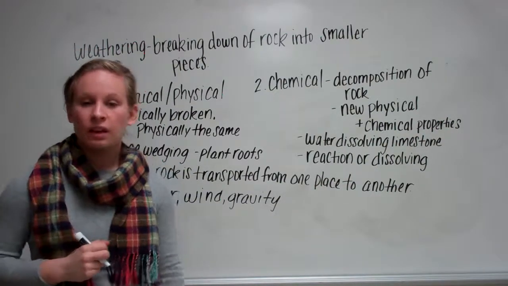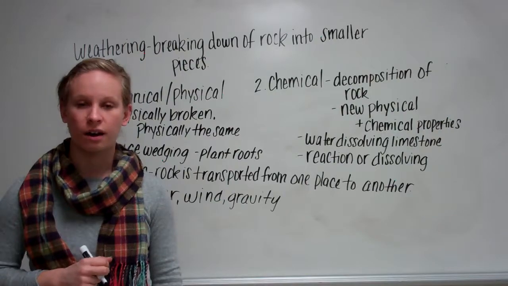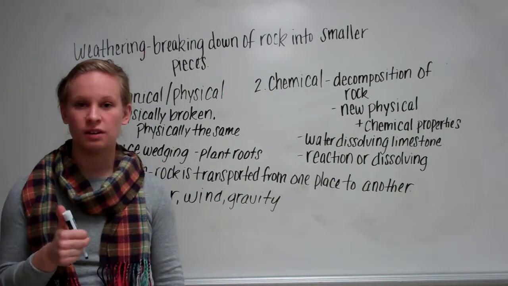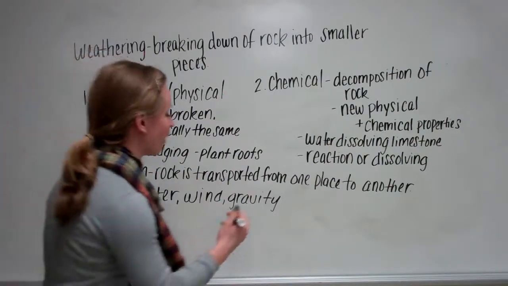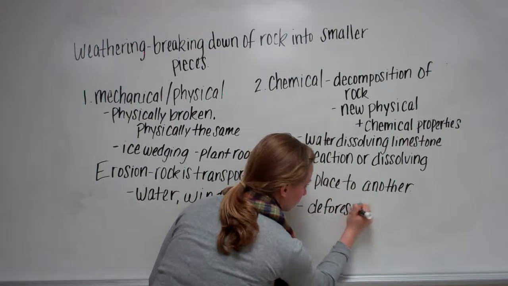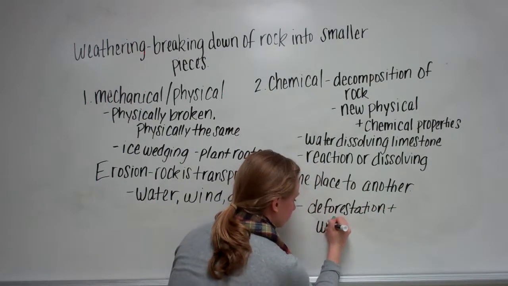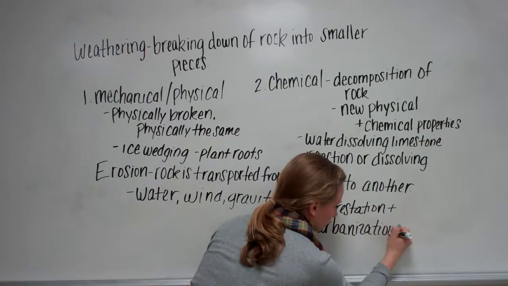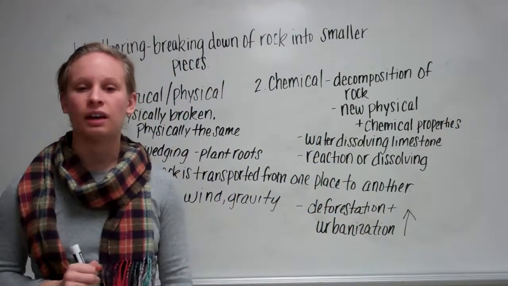Okay, so the final question is, how are humans increasing the rate of erosion or the transport of our weathered materials? And two things that are doing this are more deforestation and urbanization, or the building of buildings, the construction of buildings. So those two things, deforestation and urbanization, and I'm drawing an arrow upward because those two things increase the erosion.